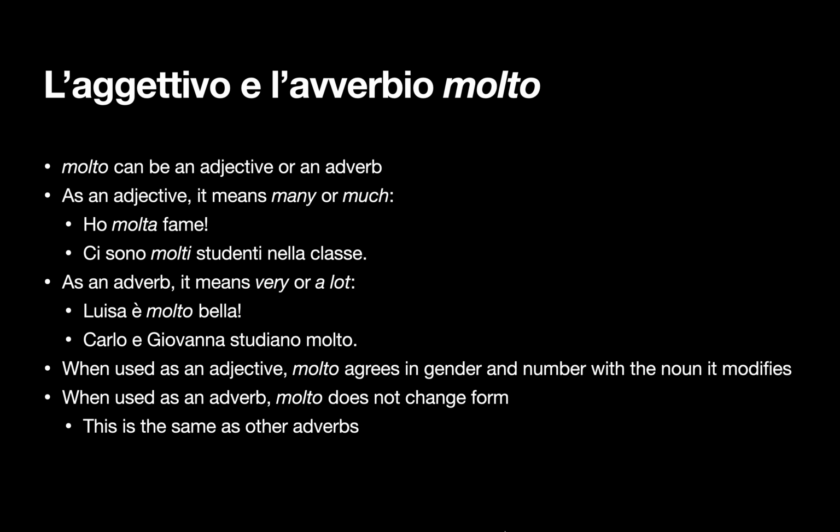So if you're working with molto and you can't tell what noun it should be agreeing with, just consider the fact that perhaps it's not going to agree with a noun in this case. Perhaps what it's modifying is a verb or another adjective.